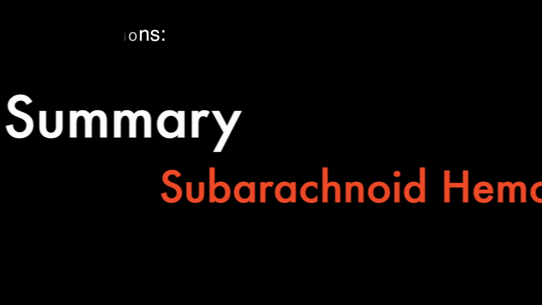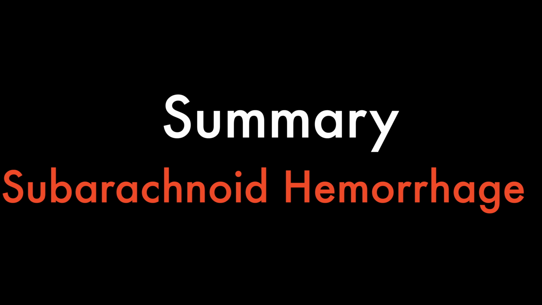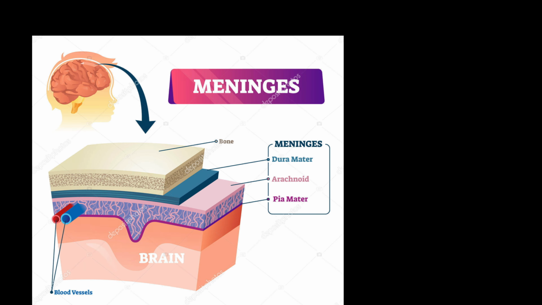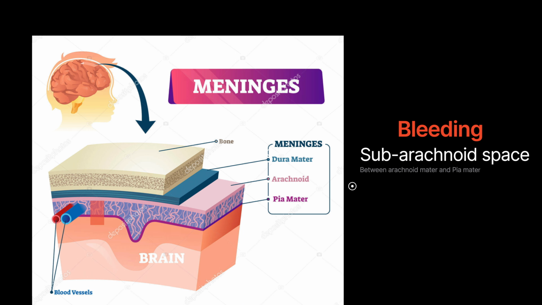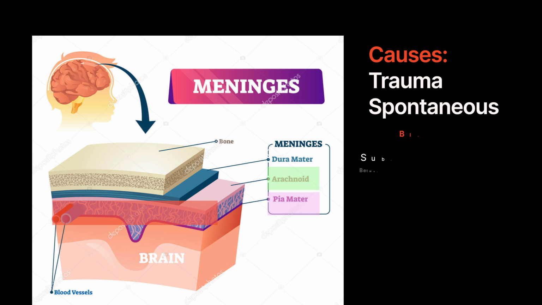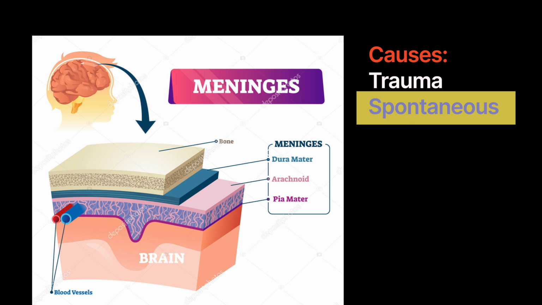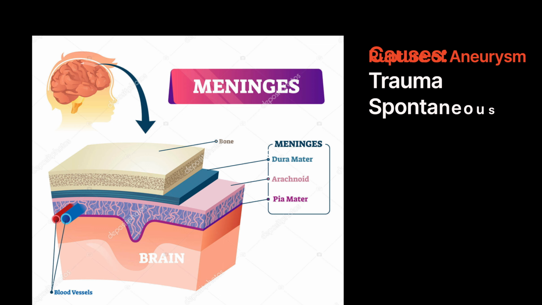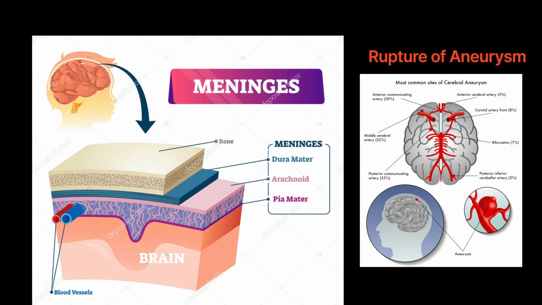In summary, in this episode, we talked about subarachnoid hemorrhage. We said that subarachnoid hemorrhage is bleeding into the potential subarachnoid space located between the arachnoid mater and the pia mater. Causes of subarachnoid hemorrhage include trauma and spontaneous hemorrhage. In this episode, we focused on spontaneous subarachnoid hemorrhage, and we said that the most common cause is rupture of an aneurysm located in the circle of Willis. The most common location of aneurysm formation in the circle of Willis, we said, was the anterior communicating artery.